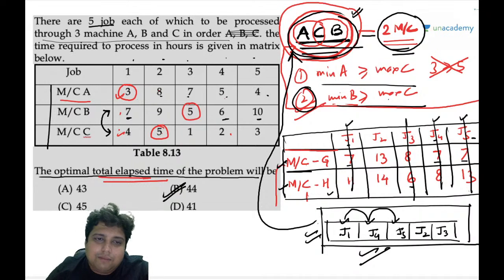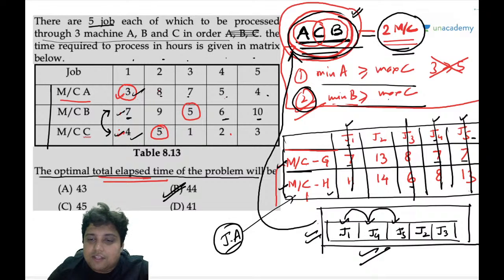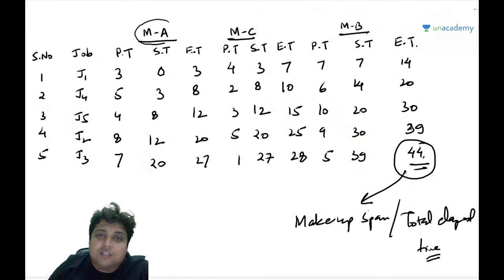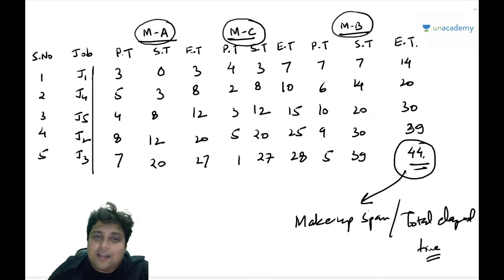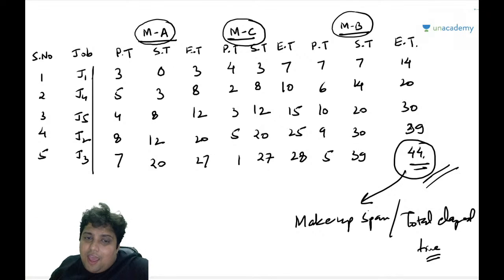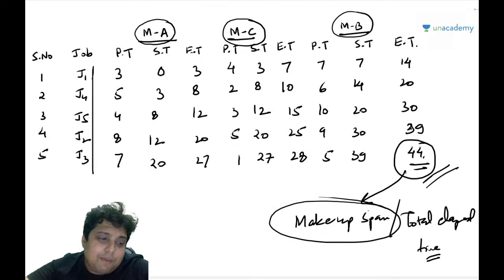So I did the conversion: I added A and C together, and B and C together, and I created G and H. Now with the help of G and H, I applied Johnson's algorithm and obtained this sequence, and then I made use of this sequence to write the machines in their specific order. I used this sequence, formulated the entire table, and found out that on the 44th minute, or the 44th hour, 44th day, all the jobs will be completely processed on all the machines, and that is the makespan.